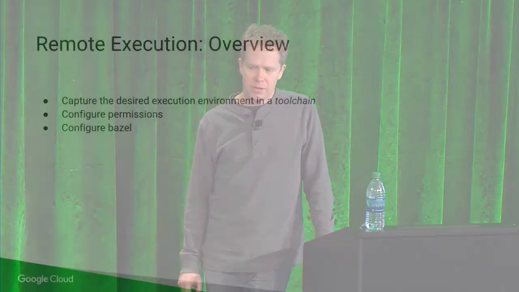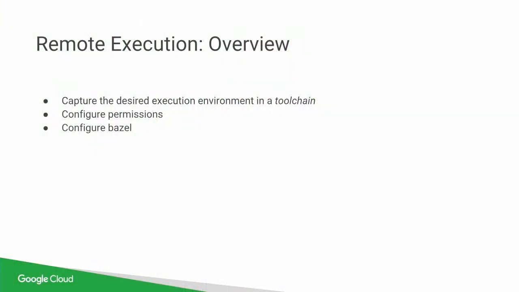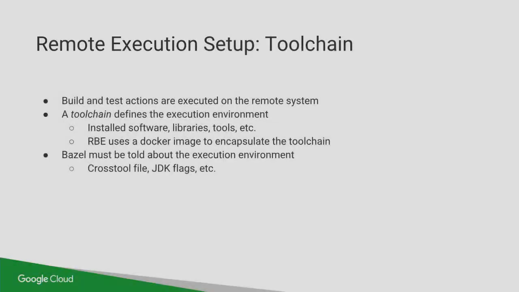So in terms of this process, you want to capture your execution environment in what's called a toolchain. I'll talk about that in just a minute. And then configuring permissions and configuring Bazel, just like you do for the remote cache. So what is a toolchain? The toolchain is just the encapsulation of the execution environment where your builds and tests are going to run. This defines things like the installed software, the libraries, header files, et cetera.